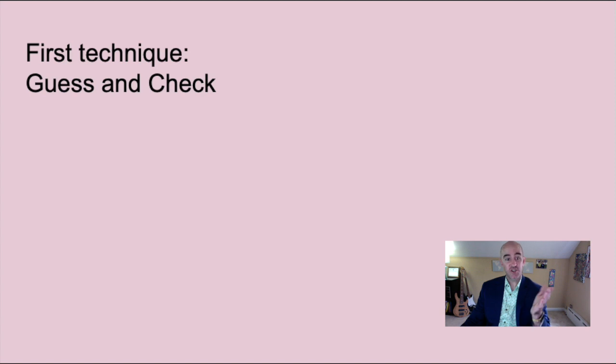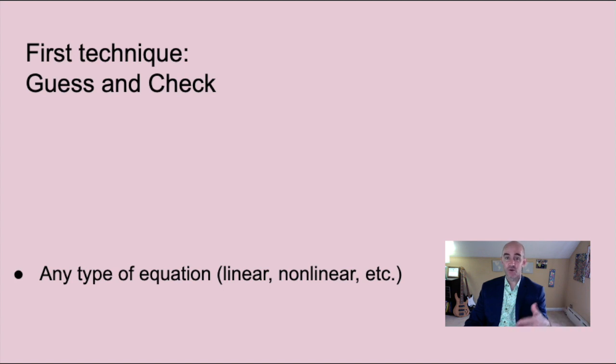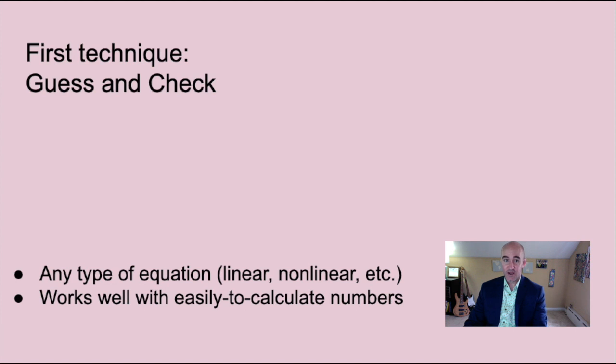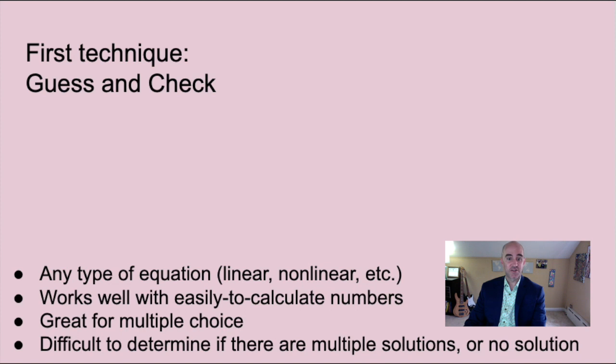All we did is we just checked answer choice C and found that it worked. You can use this with any type of equation, even if you have quadratic equations or linear equations all mixed together. It works well with easy to calculate numbers because you don't have to do a whole lot of arithmetic when checking. It's really great for multiple choice, like the example that we had here. Some of you might have actually tried A, tried B, tried C and D, and found that C worked. One of the drawbacks of guess and check is that sometimes it's difficult to determine if there are multiple solutions or no solution.